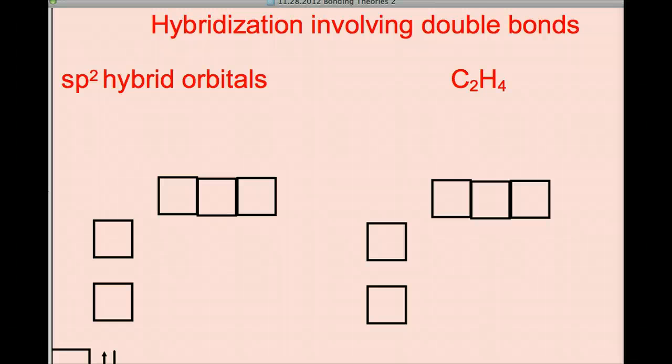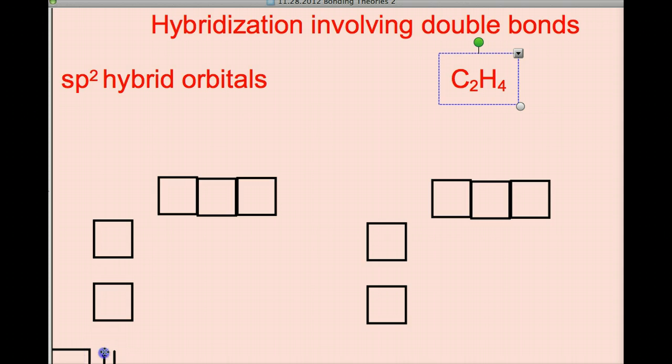Okay, so now let's go ahead and take a look at how this happens for double bonds. These ones are called sp2 hybrid orbitals, and we're going to do this with C2H4. So the difference is now I have two C's that I have to work with, but I still have these four H's. So let's go ahead and create our electron dot structures, our electron configuration drawings for a carbon.